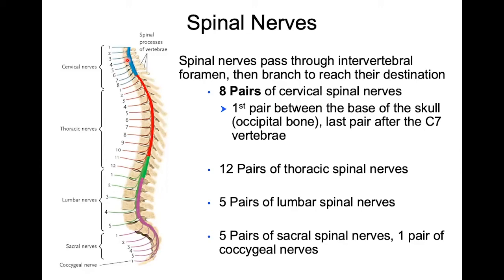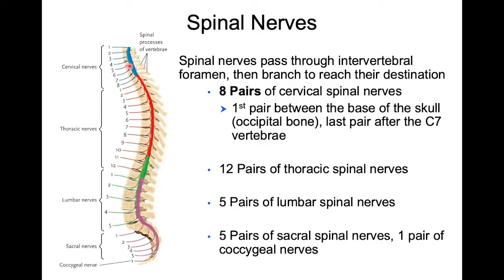C3 above C3, and so on. Once we get down to C7, you see C7 exits above C7, but then C8 exits below C7. Okay, so this is why we actually have 8 pairs of cervical spinal nerves, whereas we only have 7 cervical vertebrae. Now, moving inferior from the cervical region, you'll notice all of the rest of the spinal nerves are going to exit below the level for which they're named. And so T1 exits below the T1 vertebrae, T2 below the T2 vertebrae, L3 from below the level of L3.